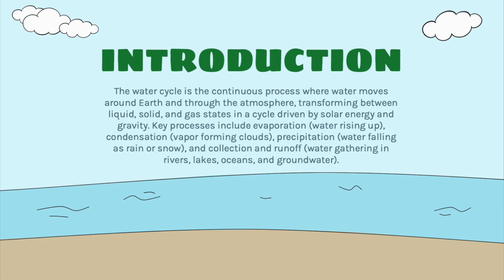The water cycle is the continuous process where water moves around Earth and through the atmosphere, transforming between liquid, solid, and gas states in a cycle driven by solar energy and gravity. Some key processes include evaporation, which is basically water rising up, condensation, which is the vapor forming clouds, precipitation, which is water falling as rain or snow, and collection or runoff, which is water gathering in rivers, lakes, oceans, and groundwater.